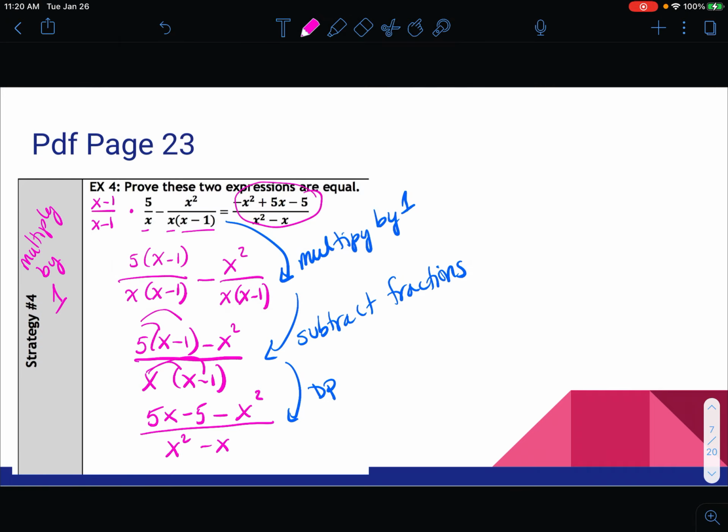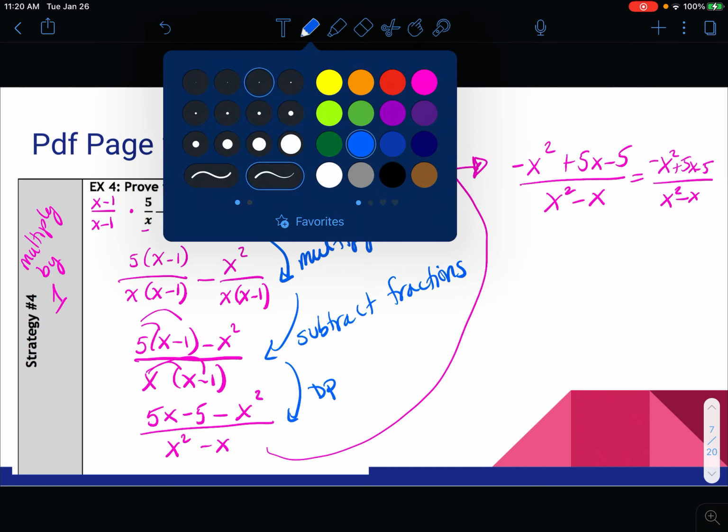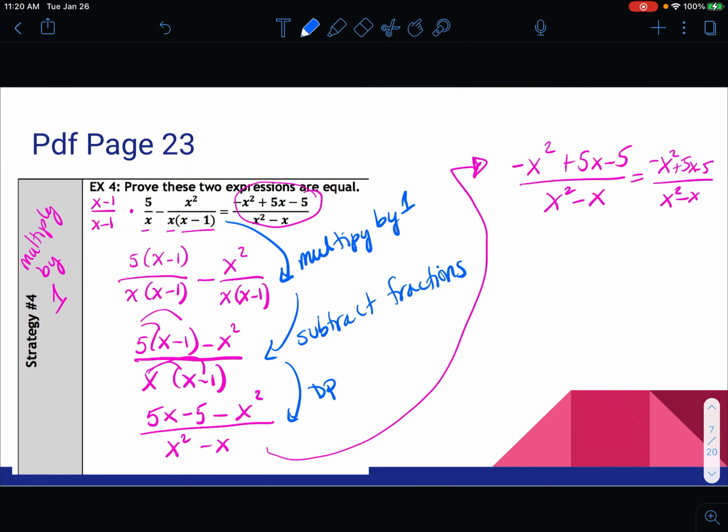Okay, now we're really close to being done. And you're like, well, Mrs. Wojcik, it's exactly the same as the right, but the order is different. So I am going to rearrange the order to match exactly. Negative x squared plus 5x minus 5 over x squared minus x equals the exact same thing on the right. And the reason for this, and I kind of ran out of space here, there would have been a little swoop from that line to this line, and this is just the commutative property.